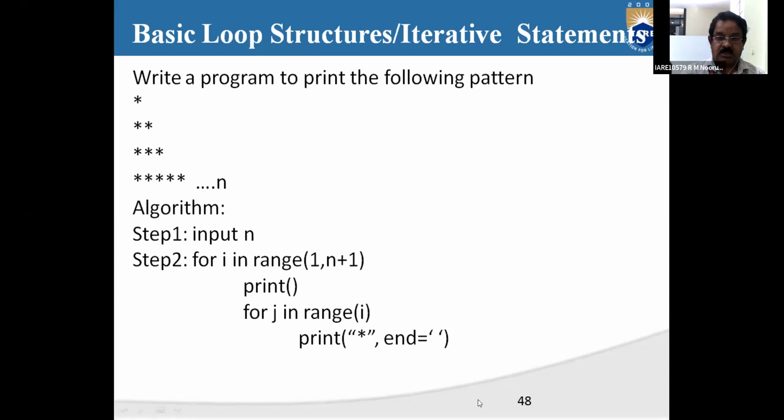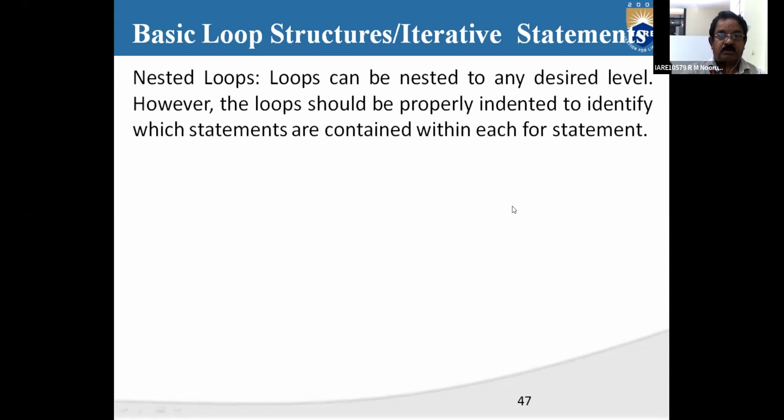Okay. All right. So we'll proceed with regular work, that is nested for loops. If you are using for within another for, then it is called as nested for loops. So loops can be nested to any desired level. However, the loop should be properly indented. Indentation is more important to identify which statements belong to which for statement. You can make use of any for statement. Doesn't mean that within one for you are going to use another for. You can make use of any fors within for loops.